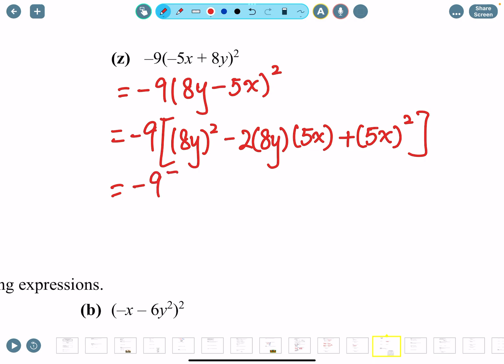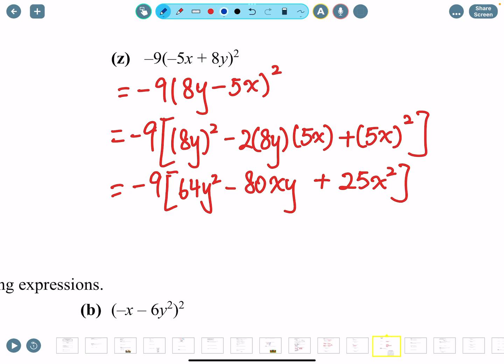-9, big bracket, just handle the ones inside first until we have no more brackets. 8 squared is 8 times 8, which is 64. y squared is just y squared. Minus 2 times 8, 16. 16 times 5 would be 80. 80 xy or yx. Usually we do it by alphabetical order, xy. 5 squared is 5 times 5, which is 25. x squared is just x squared.